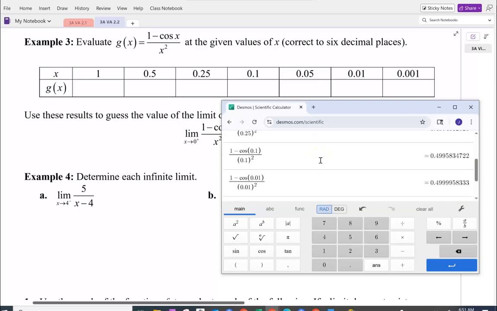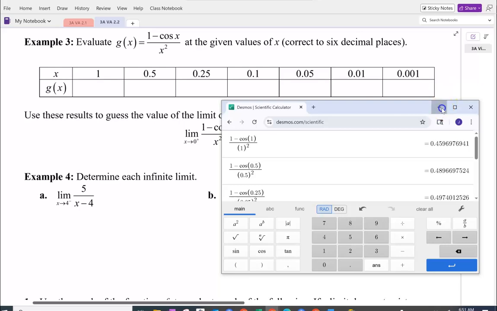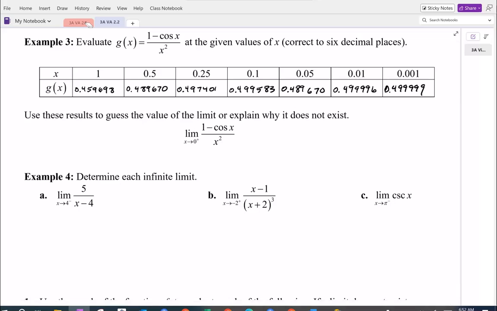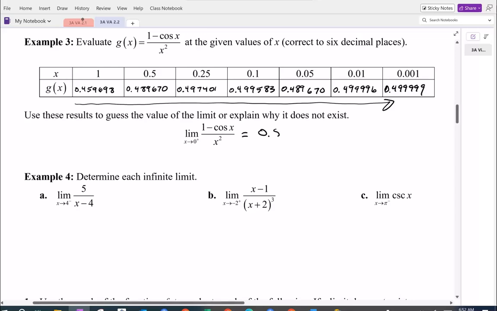Now we'll transfer each of these values into our table. Finally, we notice that as our x values approach 0 from above, our y values appear to be approaching 0.5 or a half.